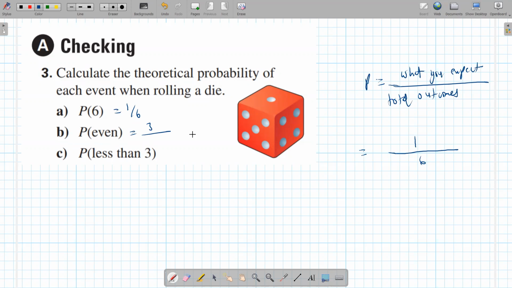And then how many total outcomes in a dice? Always 6. So this means 3 over 6, which reduces to what? 1 over 2. Okay.